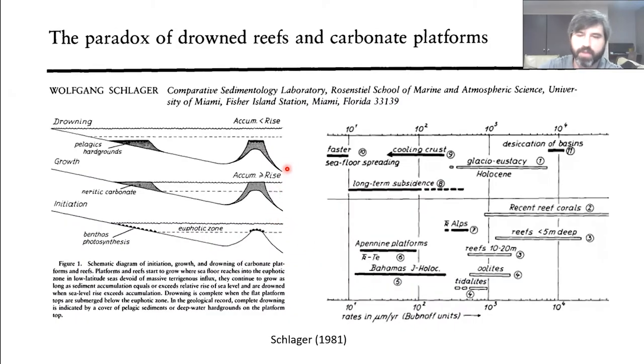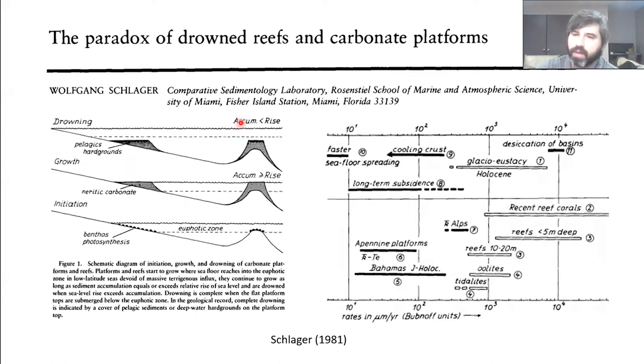And this was first outlined in a series of seminal papers in the 80s. This was the height of when sequence stratigraphy was first coming into its own as a discipline. And there's a paper by Wolfgang Schlager where he outlines what he calls the paradox of drowned reefs and platforms. And Schlager was working in Miami.